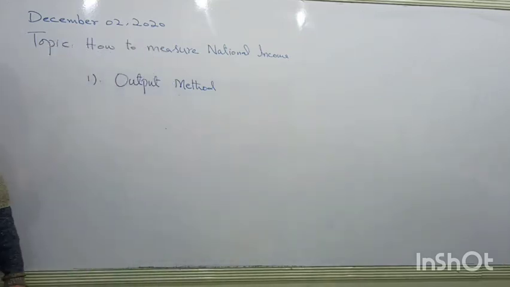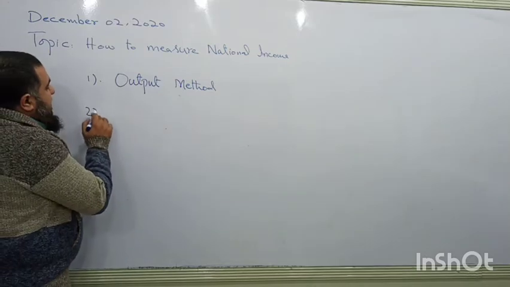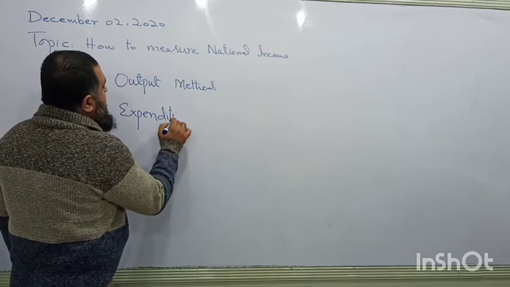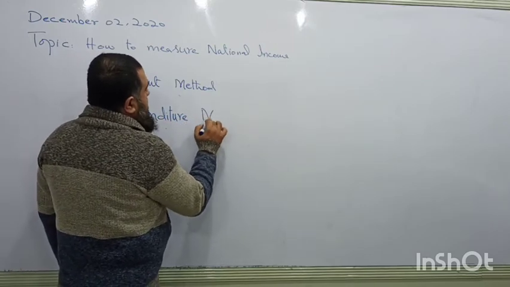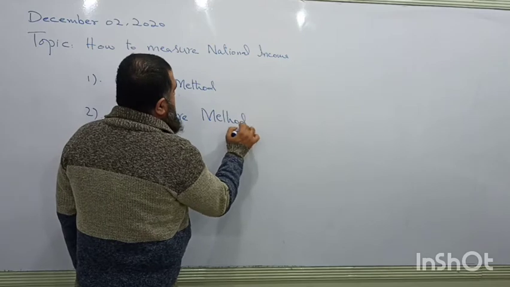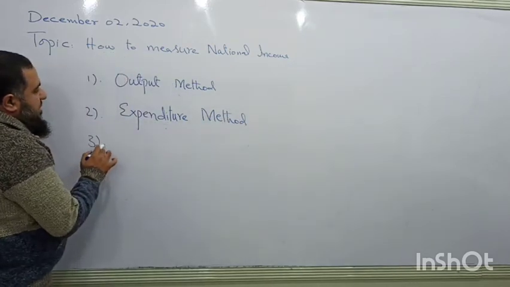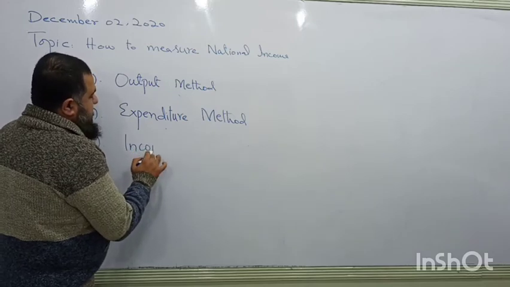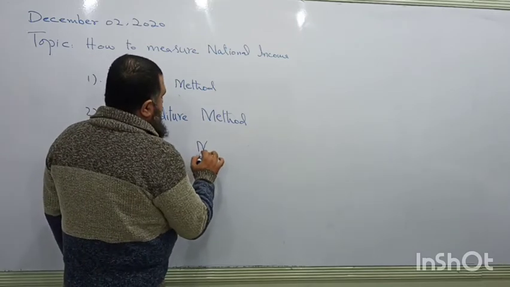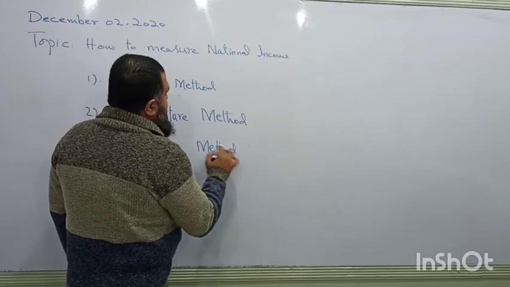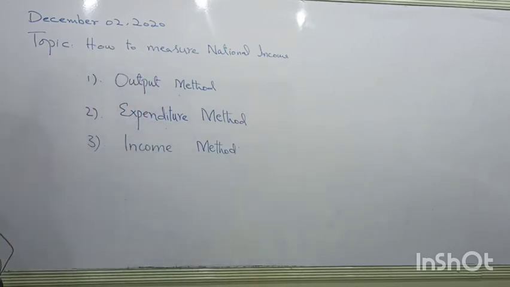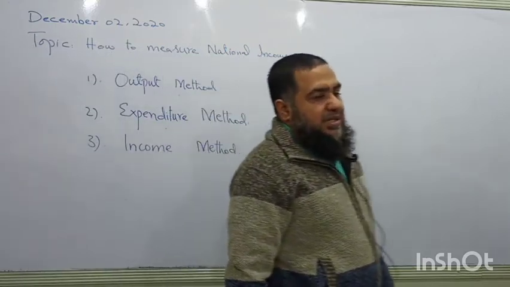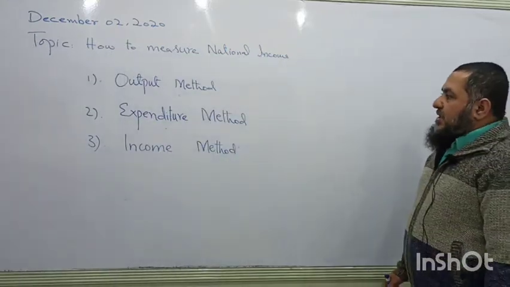Output method. This is the first method, and second is the expenditure method. And third method is the income method. There are three methods to measure the national income of a country. One is called the output method, another is called the expenditure method, and the third one is called the income method.